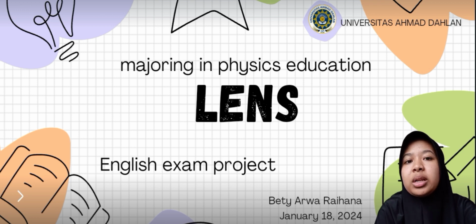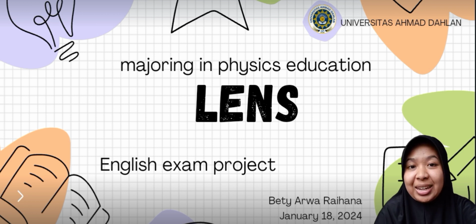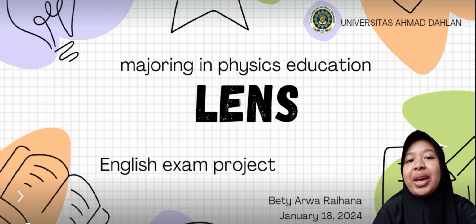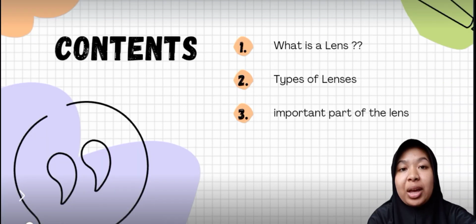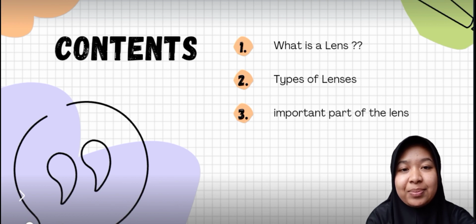So, do you know what lenses actually are? How many types are there? To answer this question, please read carefully the following explanation. Okay, there are three things we will discuss. First, what is a lens? Then, types of lenses, and important parts of a lens.